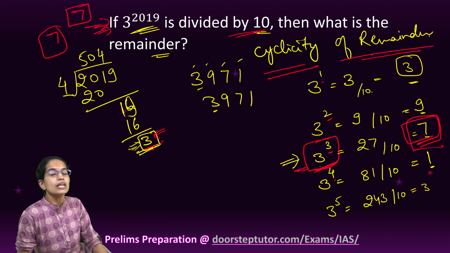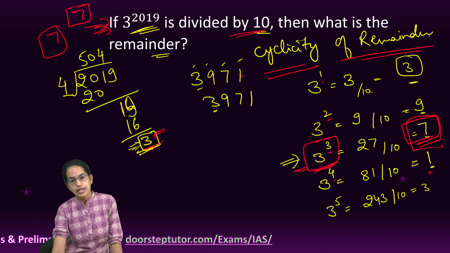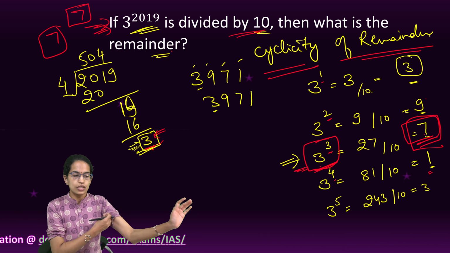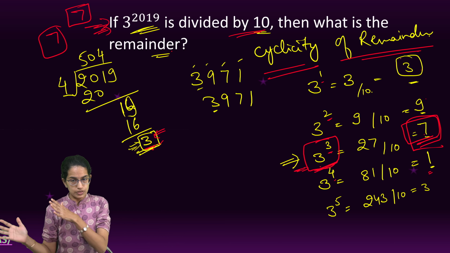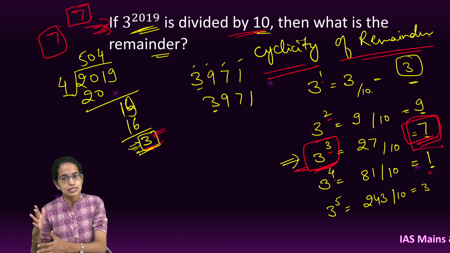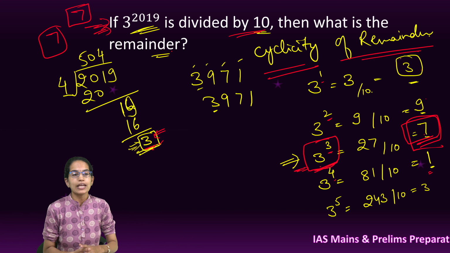This question is solved simply on the basis of cyclicity of the remainder, a very basic concept that you need to understand. And there are very common questions which are asked in your CSAT examinations, CAT, GMAT examinations based on this logic.